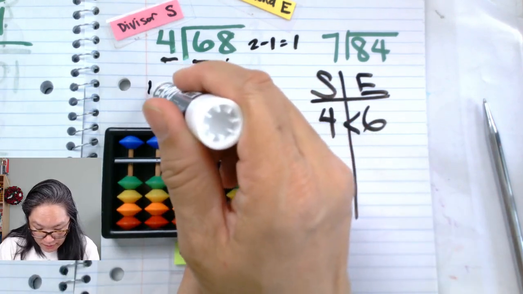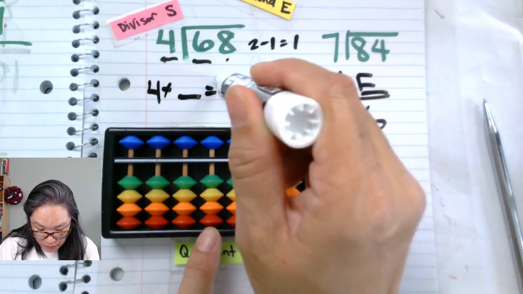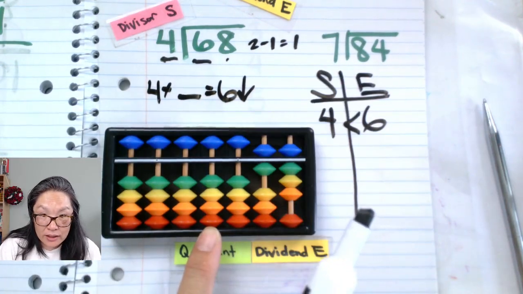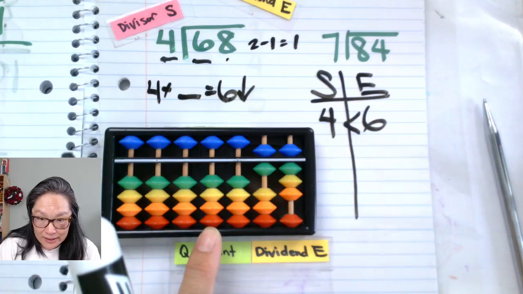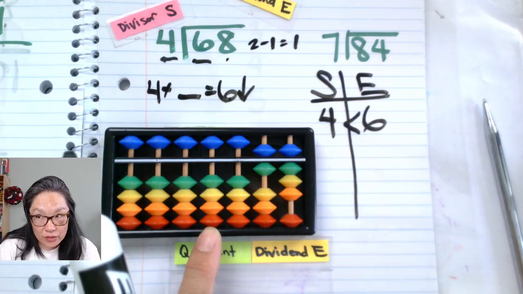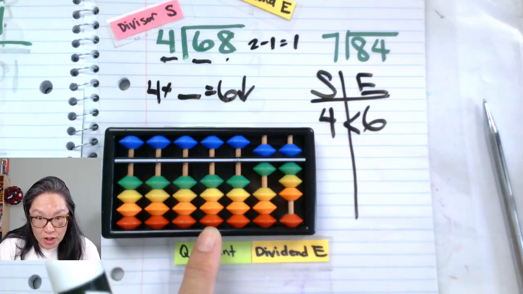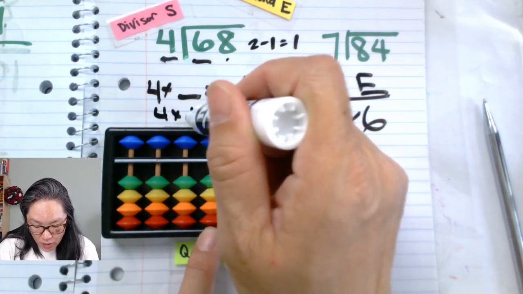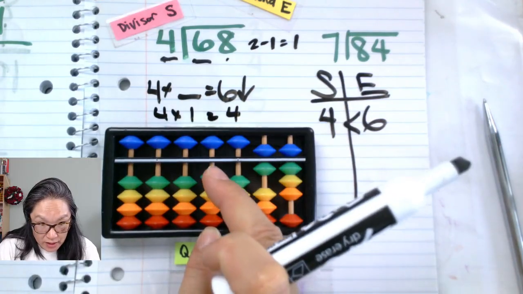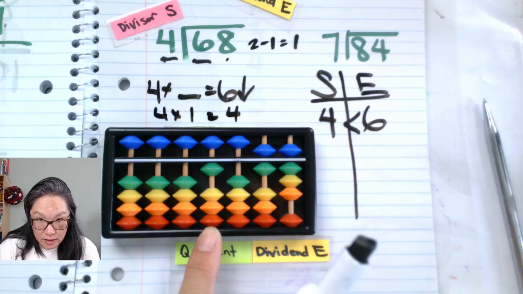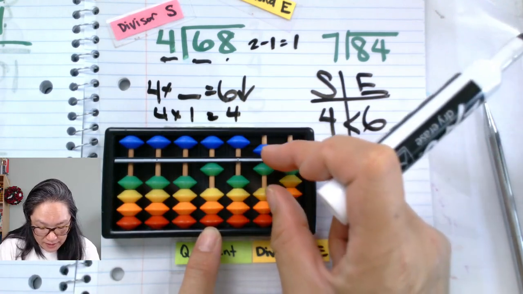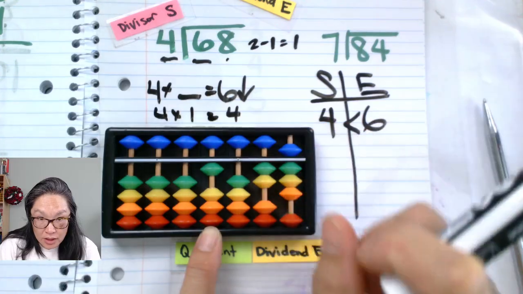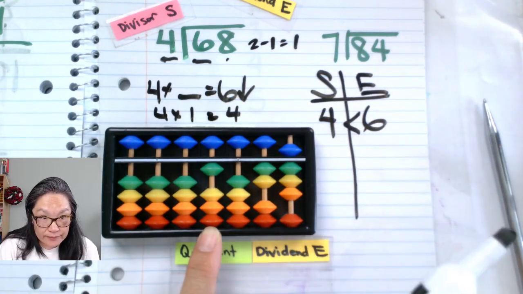So my question is, 4 times what is equal to 6 or less? Why? Because I just need to know what goes into 6. We don't really think about division. We think about the opposite of division, which is multiplication. We find the missing factor. So 4 times 1 is equal to 4. So I add 1 on my abacus. That's my quotient. And I take away 4 here. To take away the 4 from 6, we know minus the 5 plus the 1. So now I have a new dividend.